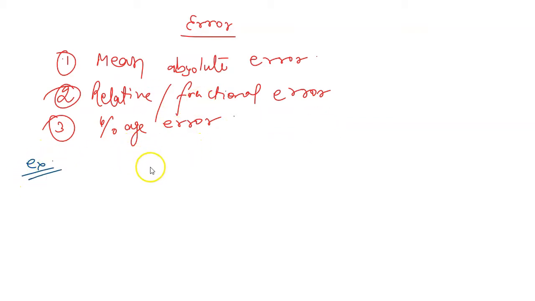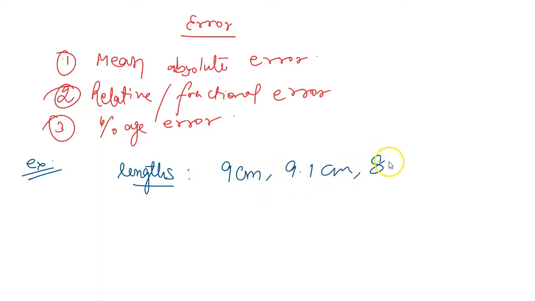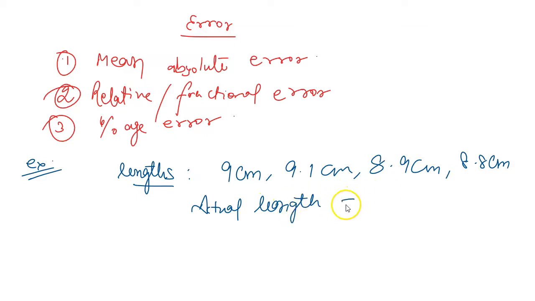So let us say I measured the length of a pen, and the different lengths that I have got are 9 centimeter, 9.1 centimeter, 8.9 centimeter, 8.8 centimeter. Okay, only 4 readings let's take, and it is given that the actual length, that means the real length that is marked, is, let us take, 9 centimeter.